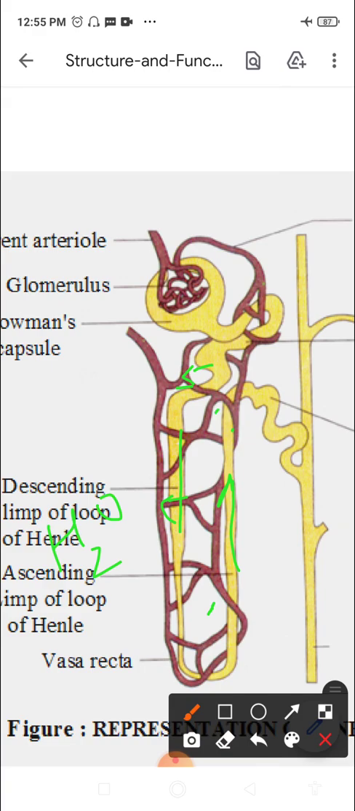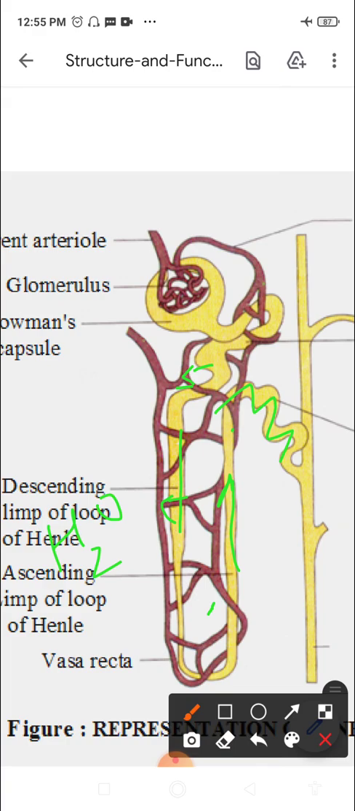Then comes the distal convoluted tubule. This is the region of the distal convoluted tubule. Here there is active reabsorption of sodium ions from the filtrate under the influence of the hormone aldosterone, secreted by the adrenal cortex, right. This takes place along with excretion of potassium and hydrogen ions, and some chloride ions are also reabsorbed. Water is reabsorbed here under the influence of antidiuretic hormone, which is secreted by the posterior lobe of the pituitary gland. So, this makes the filtrate isotonic to blood plasma, right.